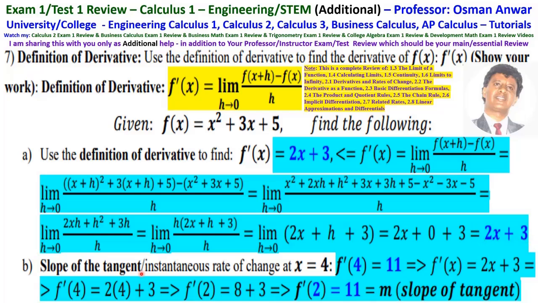Then to find the slope of the tangent, the instantaneous rate of change at x equals 4, this is f prime of 4, which is 2 times 4 plus 3, which is 8 plus 3, which is equal to 11. So that's the slope of the tangent.